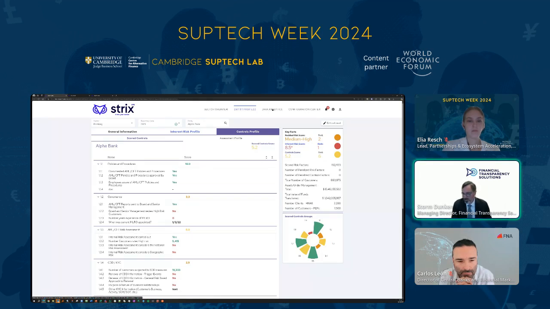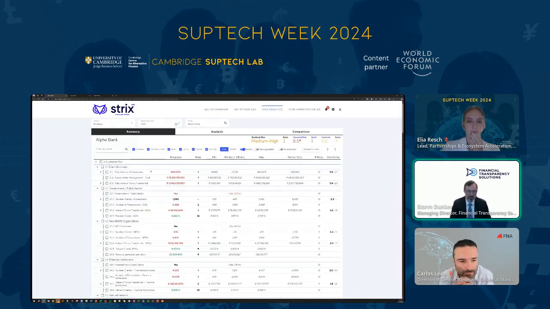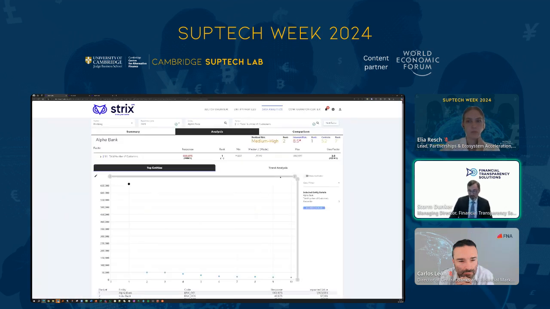And then I'm mindful of time. I'm going to jump into data analytics. We can show summary statistics of a sector: min, median, max, number of entities responding, all very useful information on a summary level. Really, really cool is the ability to pick thresholds in Strix.